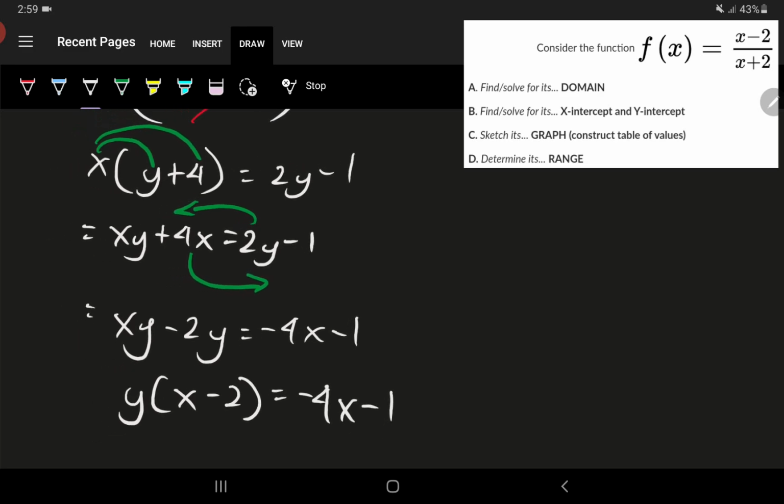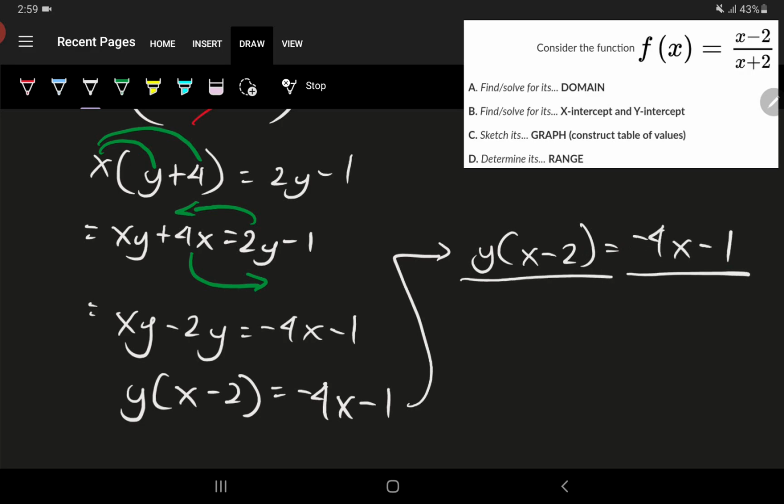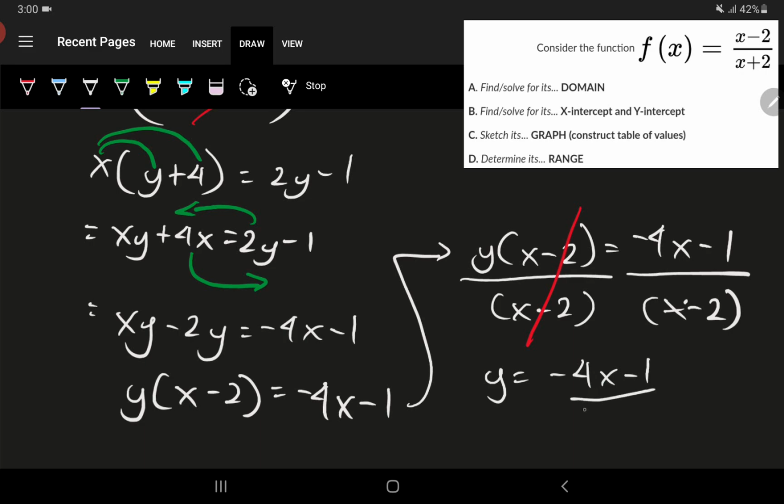Okay? Since we are solving for the single value of y, we have y times (x minus 2) equals negative 4x minus 1. So we need to remove our factor x minus 2. Let's multiply both sides by 1 over (x minus 2) to remove it. So cancel this out. Therefore, the value of y for this given function is equal to (negative 4x minus 1) over (x minus 2). Okay? So we have the inverse of this rational function.